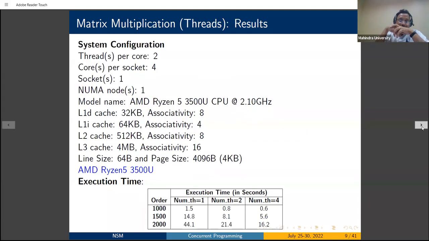Next one. When I executed this particular piece of code on my laptop, I observed these time figures. When the order of the matrix is 1000, I observed 1.5 seconds when the number of threads is 1. When the number of threads is 2, it is 0.8 seconds. When the number of threads is 4, it is 0.6 seconds. When the number of threads is 4, I observed around 1.5 over 0.6.